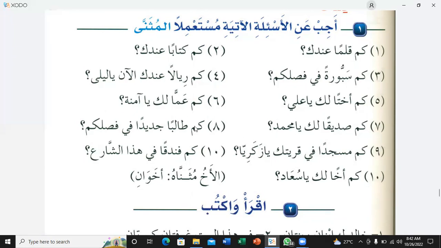Kam sadiqan laka, ya Muhammad? How many friends do you have, O Muhammad? Li sadiqani, I have two friends. The eighth is: kam taliban jadidan fi faslikum? How many new students are in your class? Fi faslina talibani jadidani. In our class, there are two new students. Kam masjidan fi qaryatika, ya Zakariya? How many masjids are in your village, O Zakariya? Masjidani fi qaryatika.